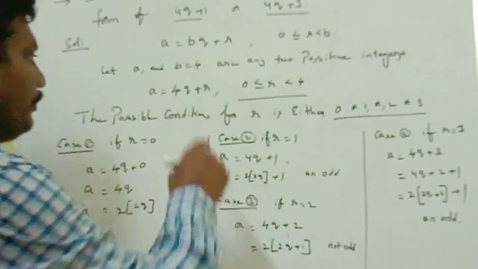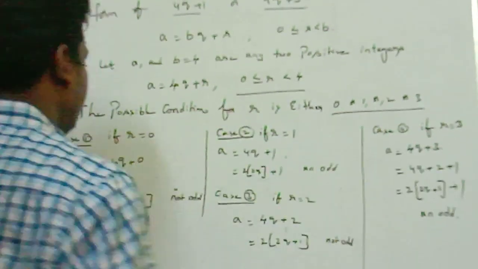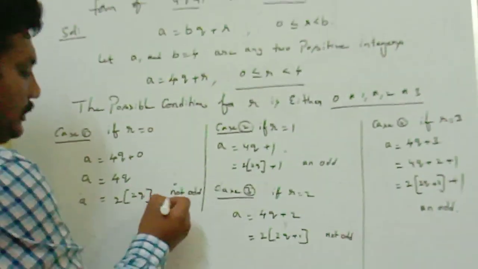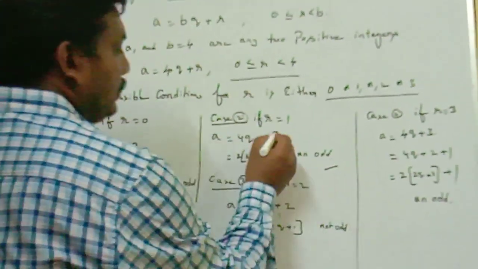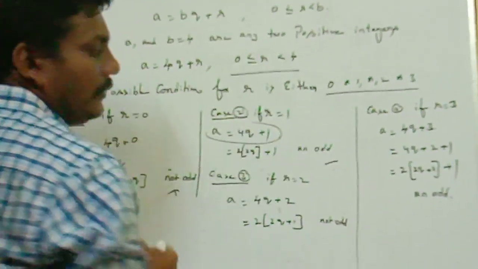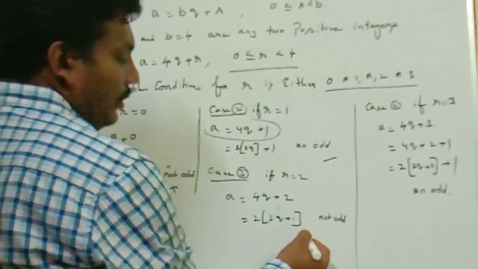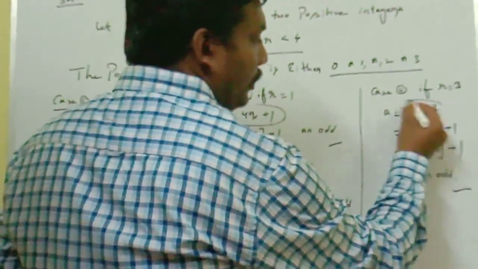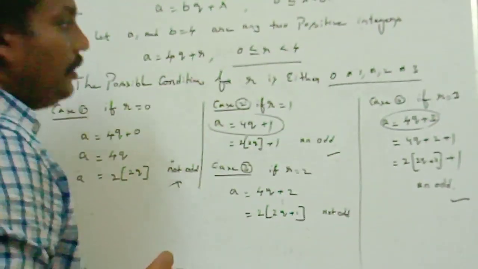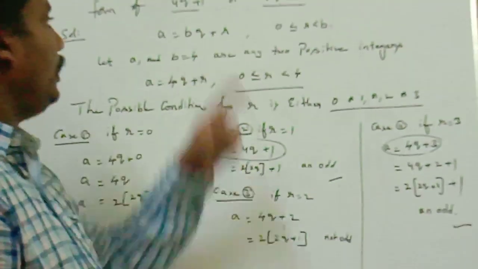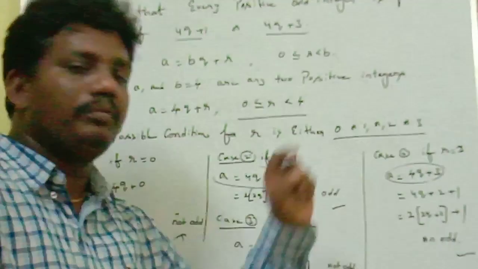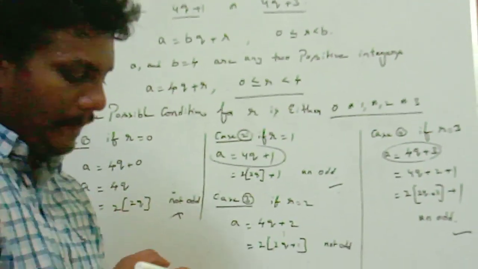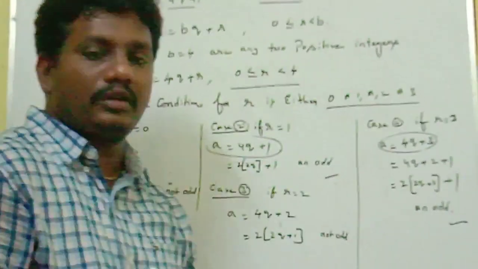So if you consider all the 4 cases, in case 0, this is not odd. In case 2, yes, it is odd. Odd is nothing but this is 4q plus 1. Again, this is not odd, this is odd. This is 4q plus 3. Then what we concluded is that every positive odd integer is of the form 4q plus 1 and 4q plus 3. Okay, so this is the conclusion of this one.